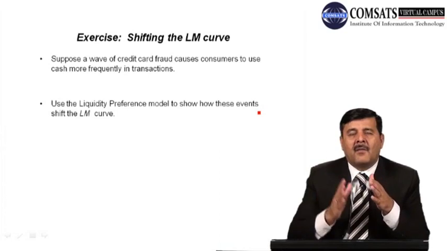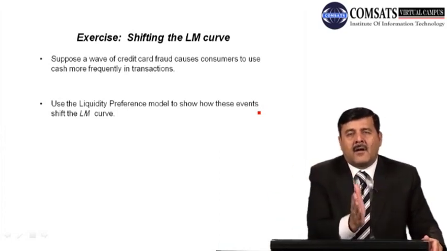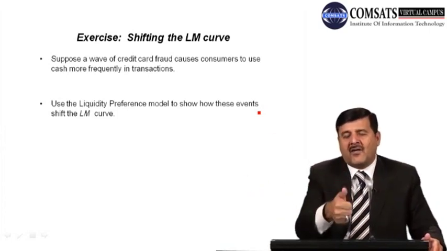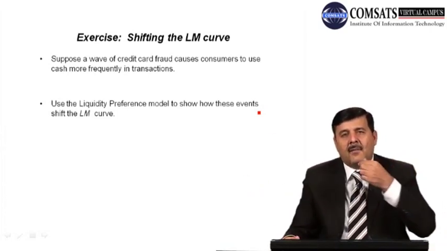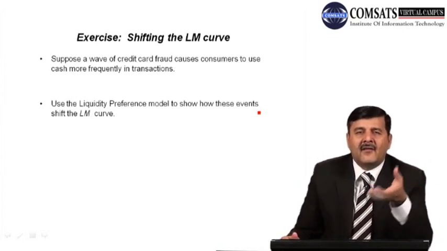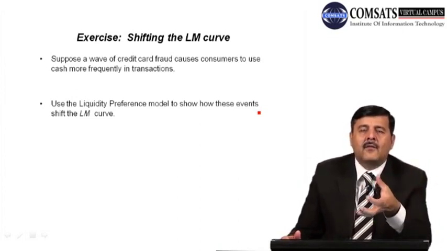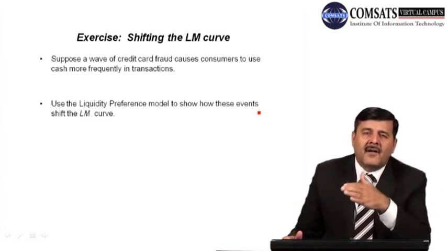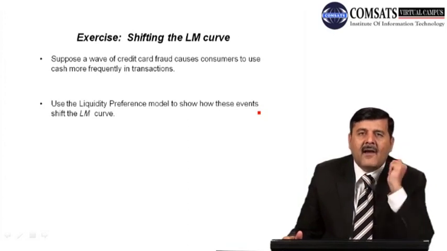So if there is indeed a decrease in the money supply, the LM curve will shift leftward. If the money supply increases, the LM curve will shift rightward. Now the question is that the other variable in this diagram is the money demand. Whenever there is a change in the money demand, this of course will shift the LM curve leftward and rightward.